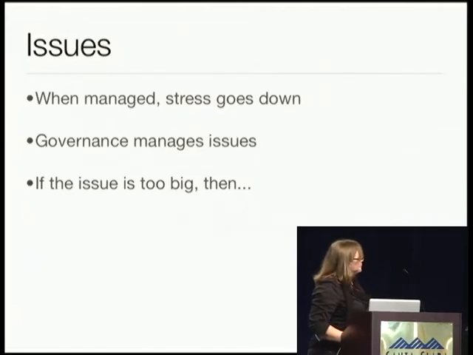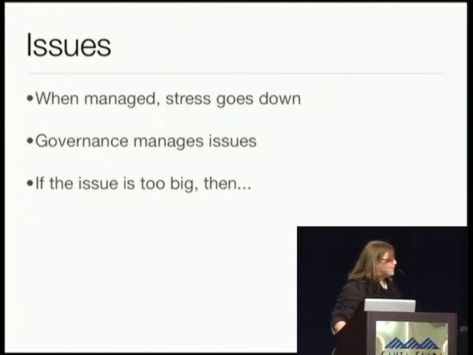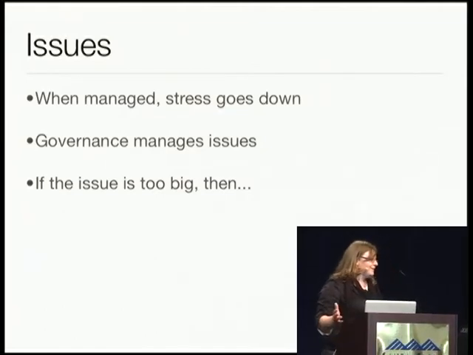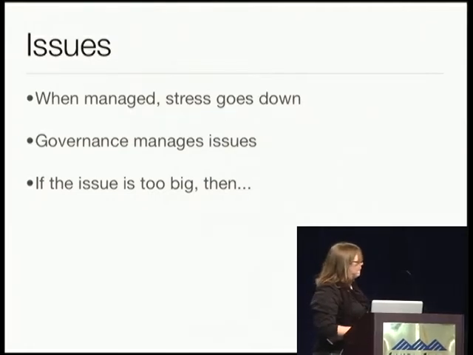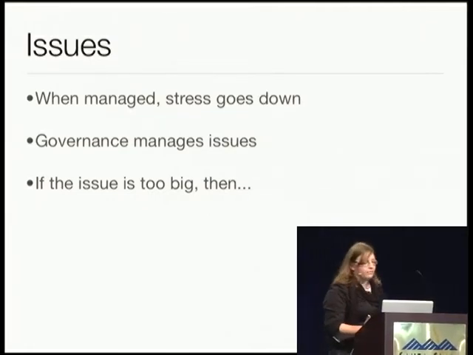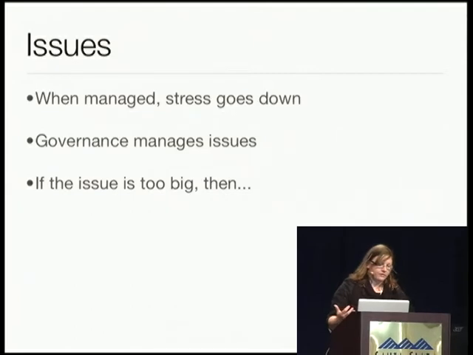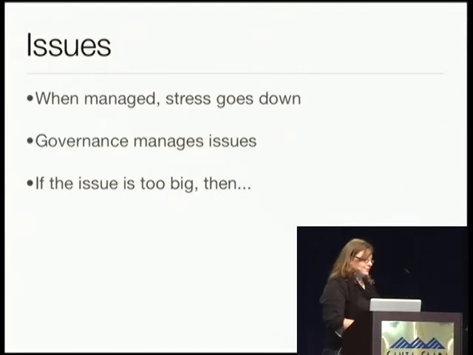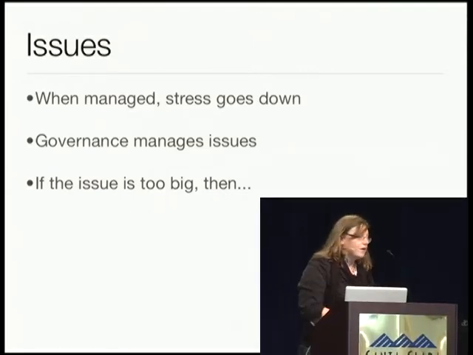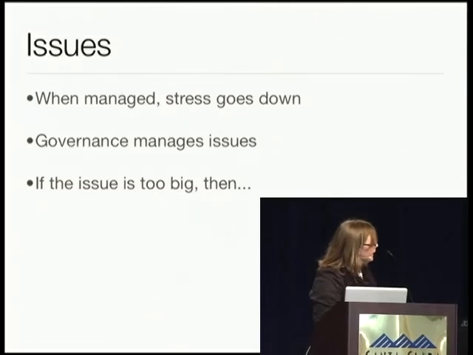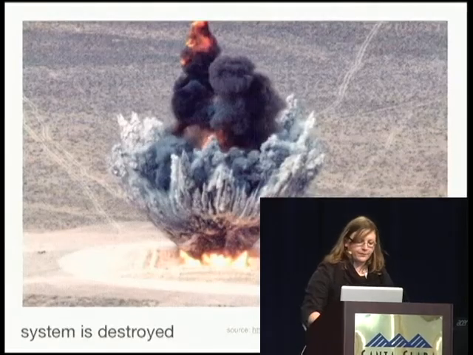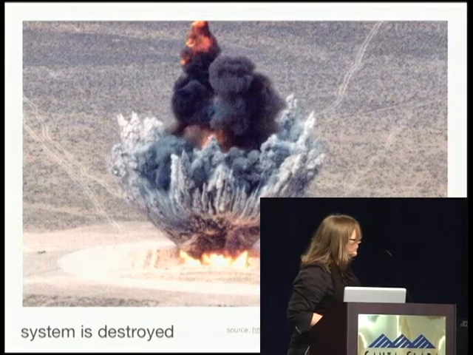So if we look at issues, when managed, the stress goes down, right? When you use a repo or you interact with a piece of software, you have a lot of issues. You don't want to use it. It's difficult. It becomes stressful. The governance manages those issues. And if the issue is too big, well, then the system doesn't survive.